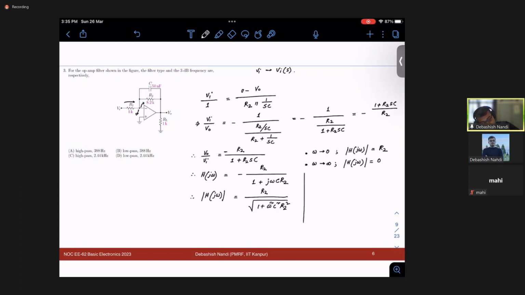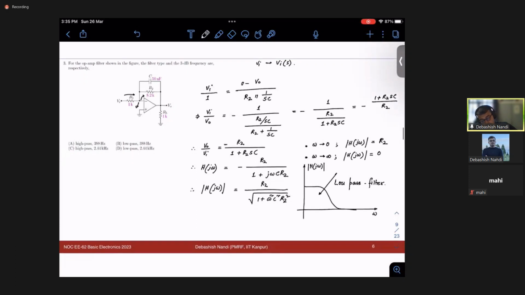So if you plot the characteristics of mod H(j omega) versus omega, you will find something like this kind of nature, right? So this is the nature of a low pass filter. Why is it called low pass? Because it passes the lower frequencies, right?